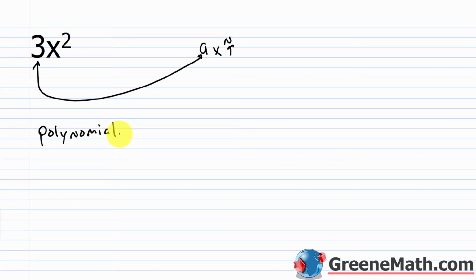yes. But there's a further definition for this type of polynomial. If you have a polynomial with a single term, meaning it's just one term here, 3x squared, it's called a monomial. Okay, so this has a special name, monomial.